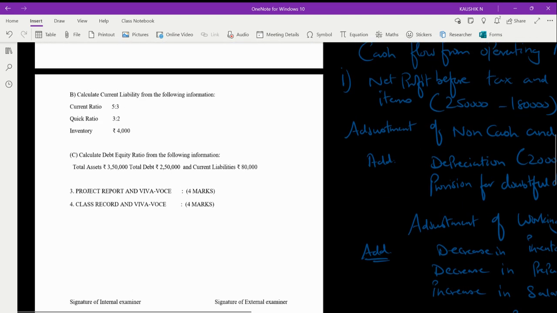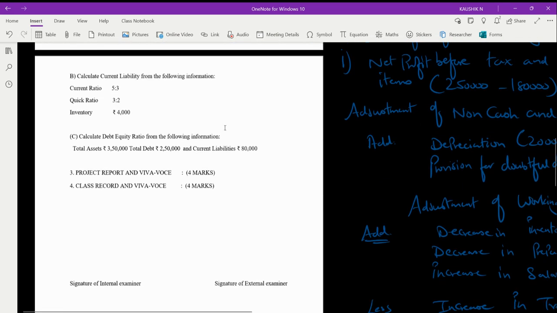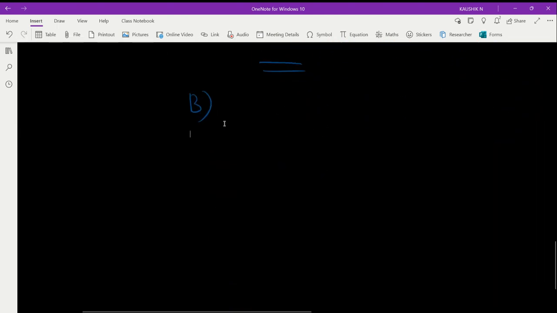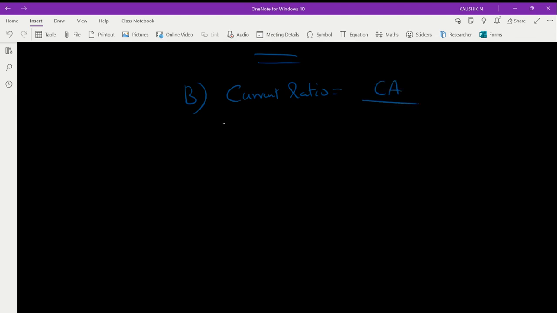What is the B question they ask you? Calculate the current liability from the following information. So they are giving you current ratio, quick ratio, and inventory. With the help of this, we need to calculate the current liability. So write down the formula. Current ratio is equal to, don't use shortcuts because of time constraint. I'm using shortcut here. Please don't use shortcuts. So current assets divided by current liability. At the same time, you do have the quick ratio in the question.